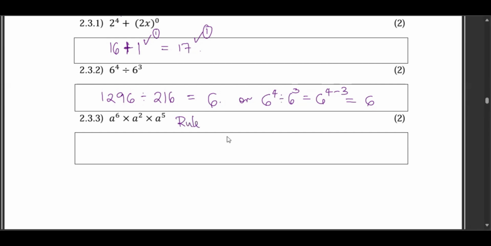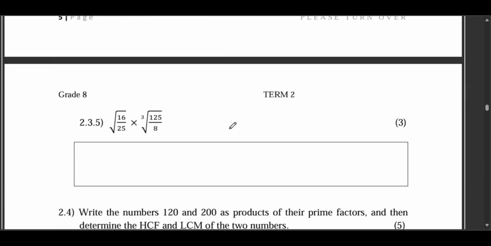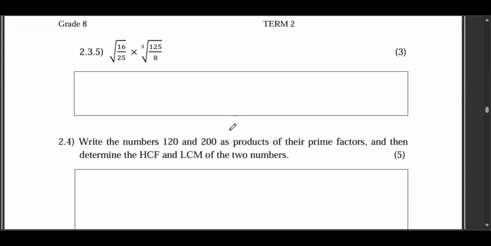Rule 1, which you say the product rule. What does it say? If you multiply the same bases, you add the powers. So the base is A, meaning 6 plus the 2 plus the 5. I'm adding the powers. And the answer became A to the power of 13. That's the answer. Okay. I'm continuing question number 2.3, and we are simplifying.